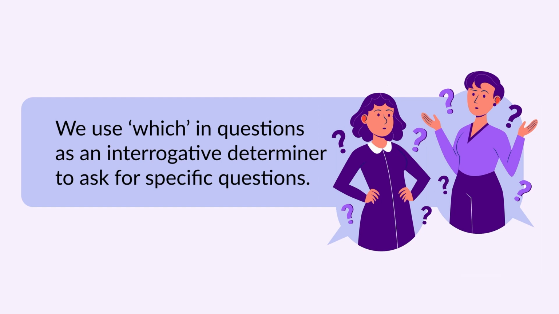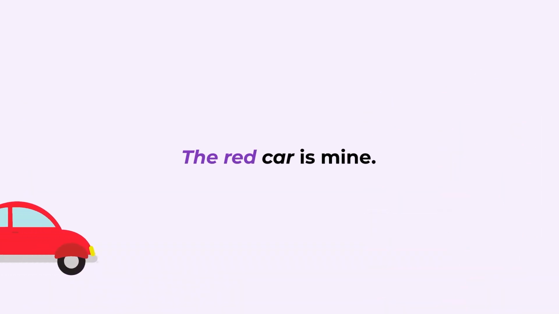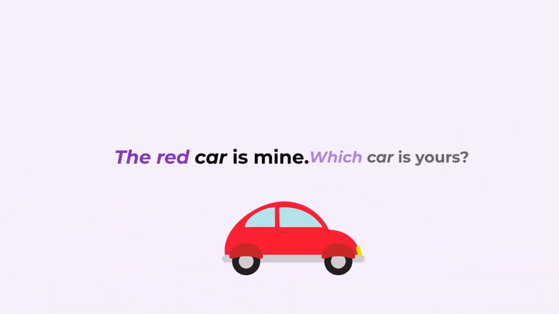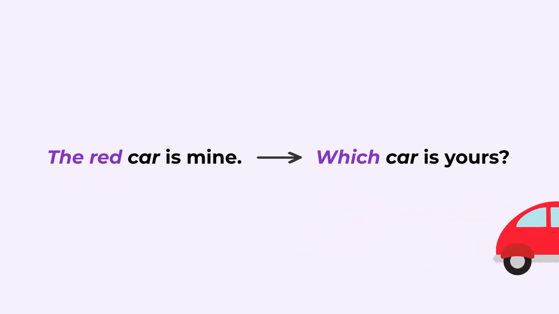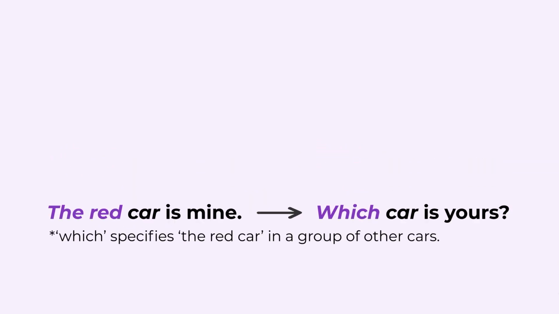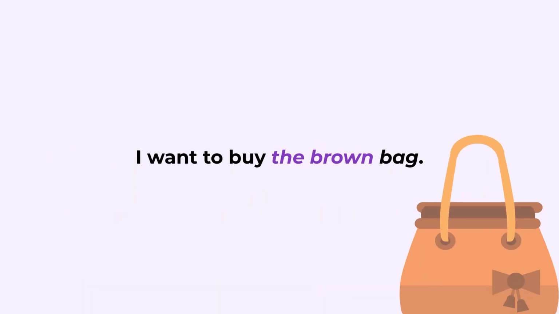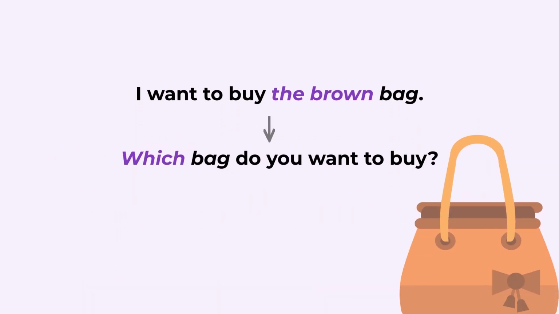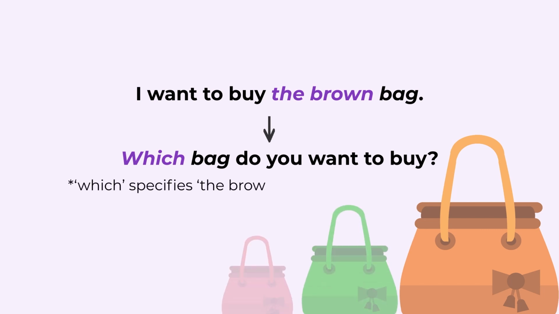Here are examples. The red car is mine. Which car is yours? Which specifies the red car in a group of other cars. I want to buy the brown bag. Which bag do you want to buy? Which specifies the brown bag in a group of other bags.